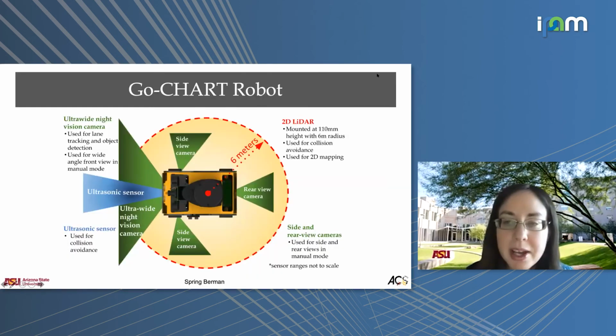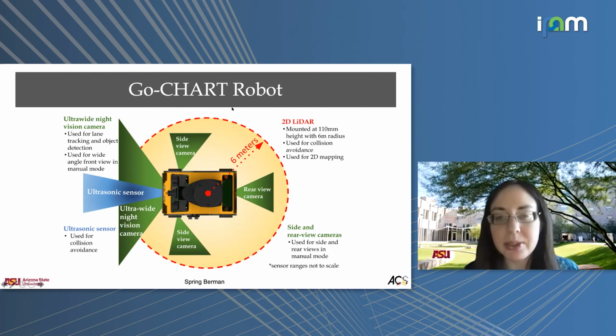So the Gochart has a variety of sensors that are similar to what you would find on a full-scale car. It has a 2D LiDAR on the top, and it also has 4 cameras, so 2 on the side view, 1 in the rear view, and an ultra-wide night vision camera on the front, as well as an ultrasonic sensor. And it has an accelerometer and can measure its heading and heading rate change as well.